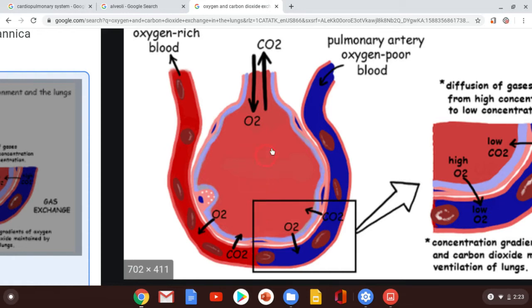So the oxygen comes from the alveoli, diffuses into the capillaries, and blood becomes oxygenated. From the other spectrum, though, blood is filled with carbon dioxide because carbon dioxide is the waste product of cellular activity.